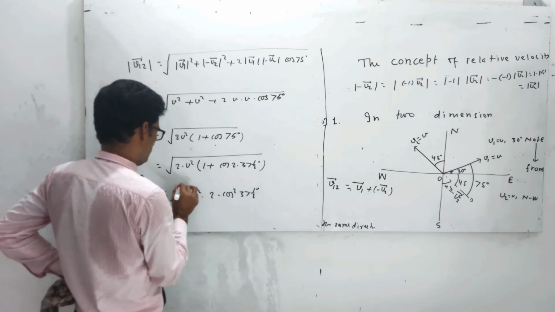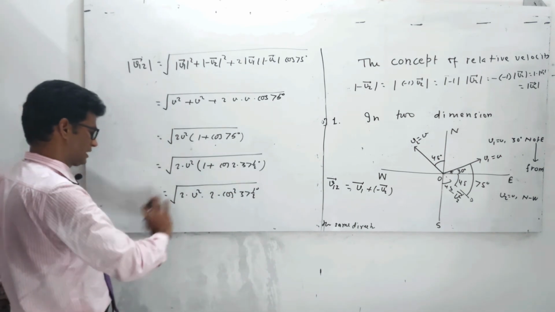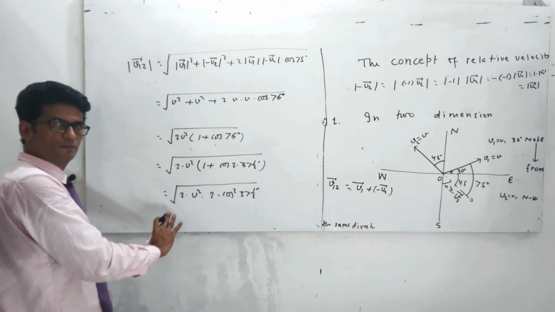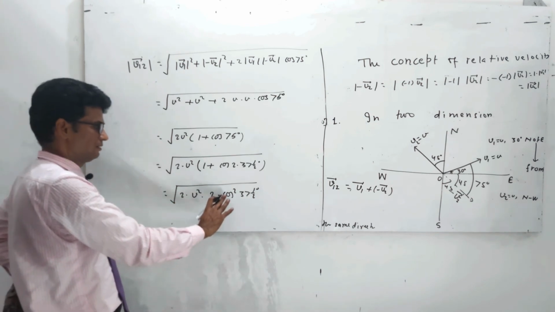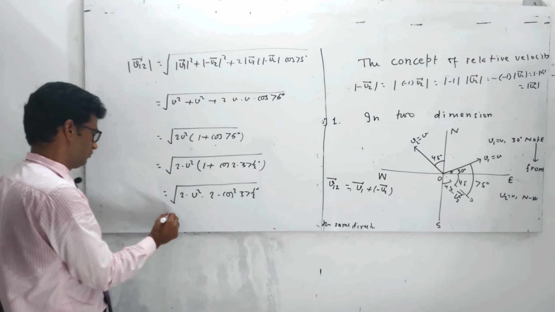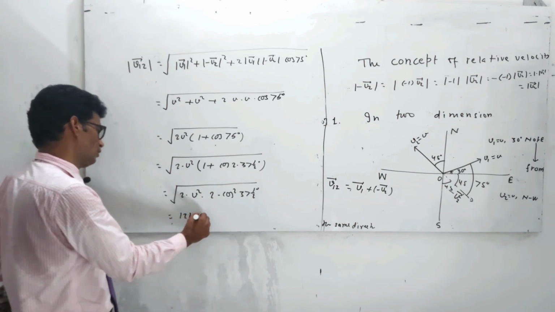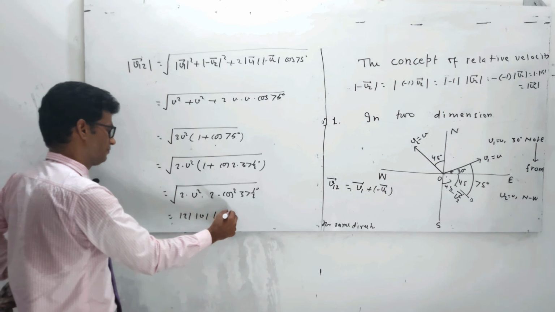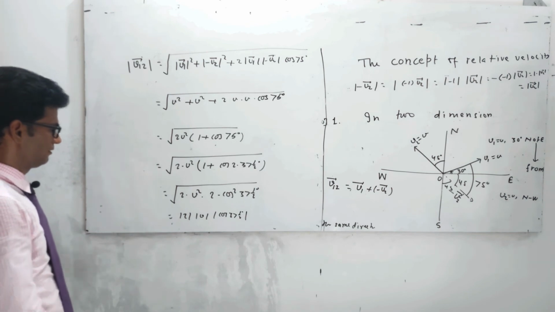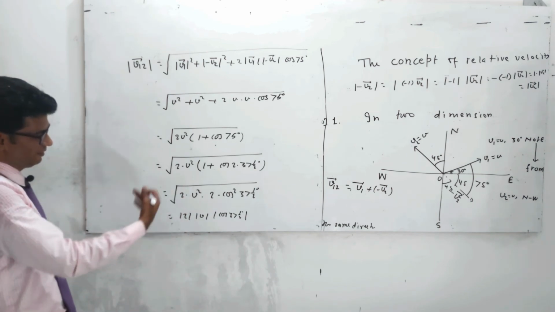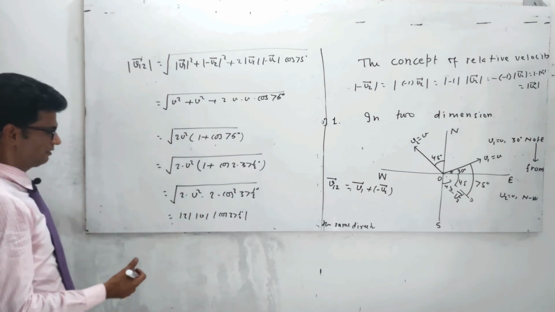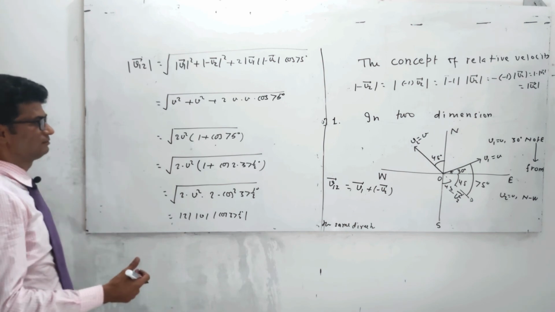Now we have to remove the square root, because there are equal factors: 2, v, and cos 37.5 multiplied by cos 37.5, the two equal factors. So we have to write here mod 2, mod v, mod of cos 37.5 degrees. Why has mod been imposed on 2, v, and cos 37.5 degrees? What is the need of that? Look at here.